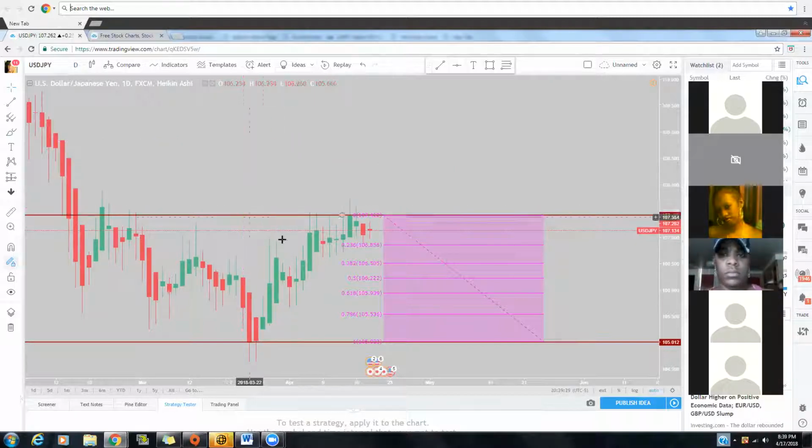All right. So once you have your fibs down, you want to put down a dotted line for your 0.382.